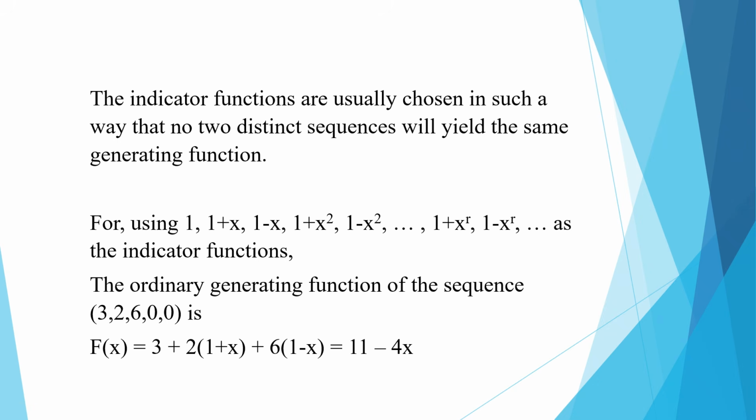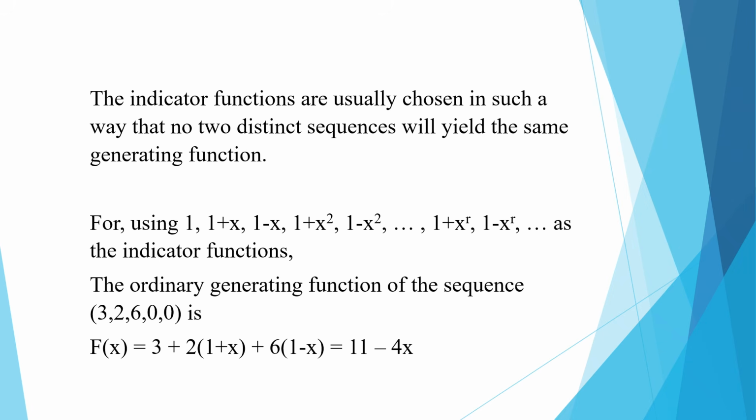The indicator functions are usually chosen in such a way that no two distinct sequences will yield the same generating function. For this, we'll give one example using 1, 1 plus x, 1 minus x, 1 plus x square, 1 minus x square, etc., 1 plus x power r, 1 minus x power r, etc. as the indicator functions.